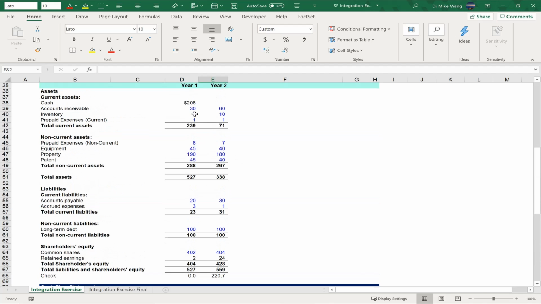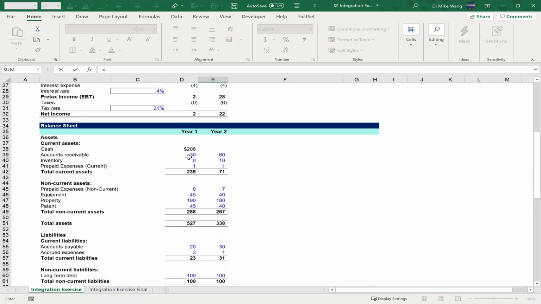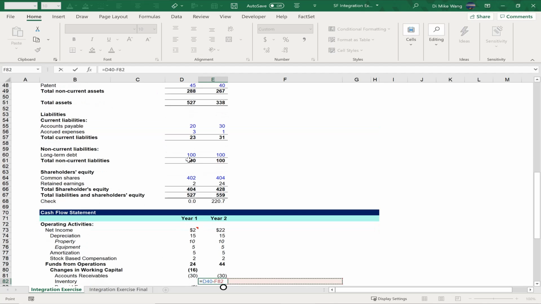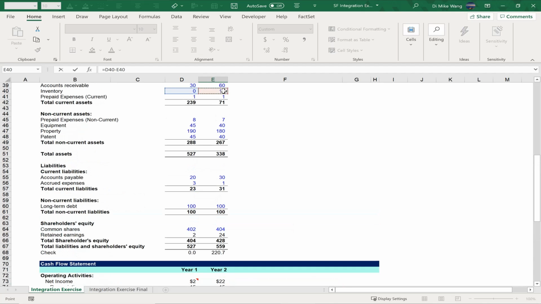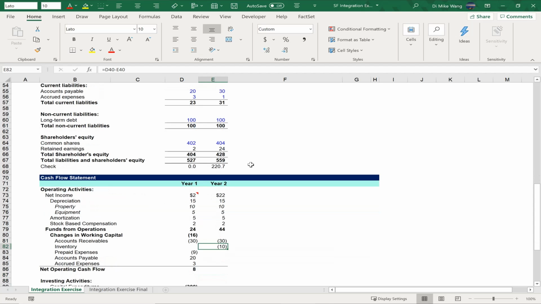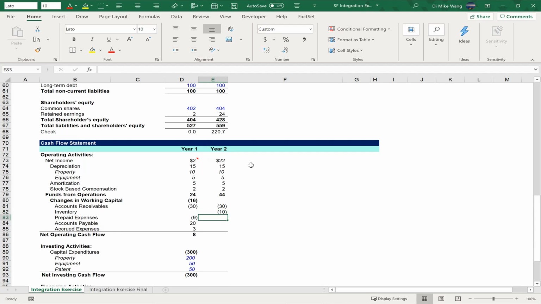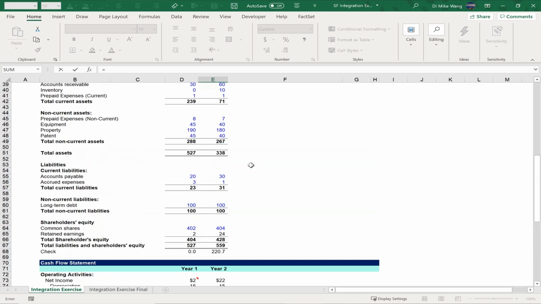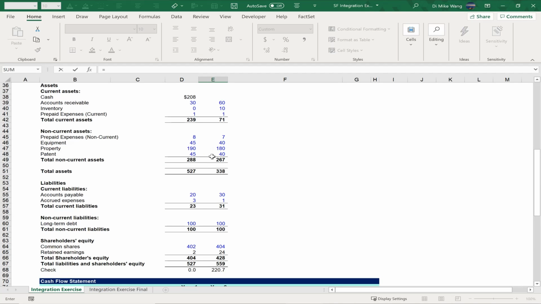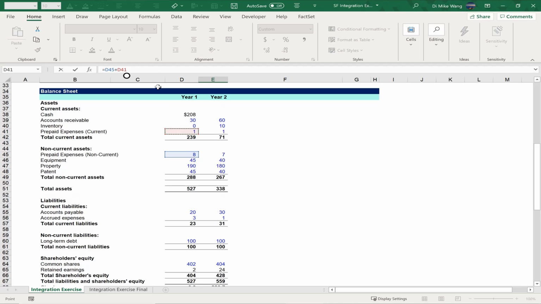Since we added to our inventory number, it's going to be a negative change in our working capital. Prepaid expenses is going to be similar. We're going to take prior year's prepaid expenses minus current year's prepaid expenses. So just make sure we have all the parentheses in place.